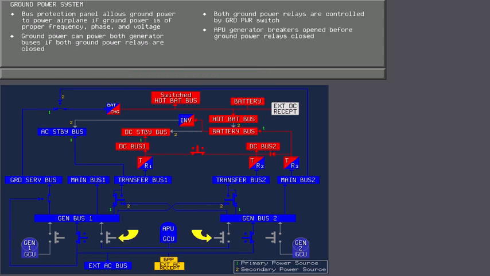Notice that break before make has taken place again. The APU generator breakers opened before the ground power relays closed. As you have seen, the electrical system functions the same, regardless of the AC power source, with the exception of the external AC bus, which is powered only when ground power is connected and operating.